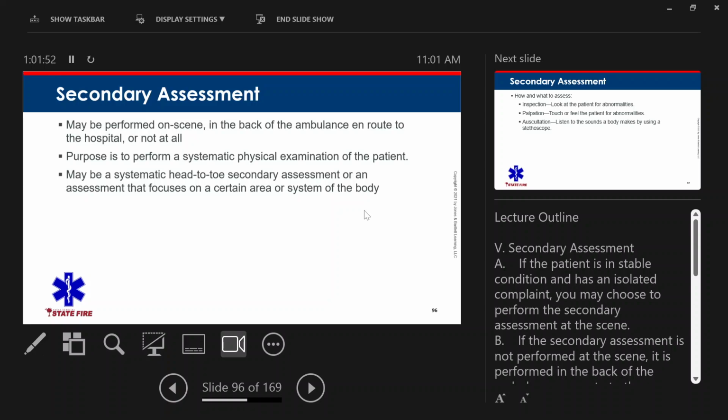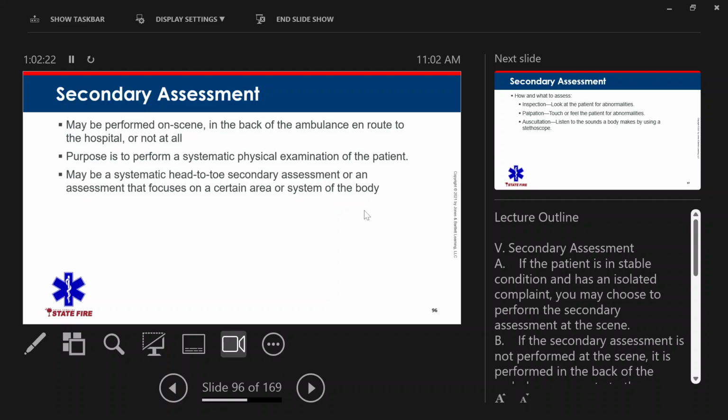Here's something to write down and remember. In the trauma assessment, our head-to-toe is DCAP BTLS. So put trauma, head-to-toe, DCAP BTLS. D, C, A, P as in Paul, dash, B as in boy, T as in Tom, L, S. DCAP, BTLS. That is how you do a head-to-toe on a trauma patient.